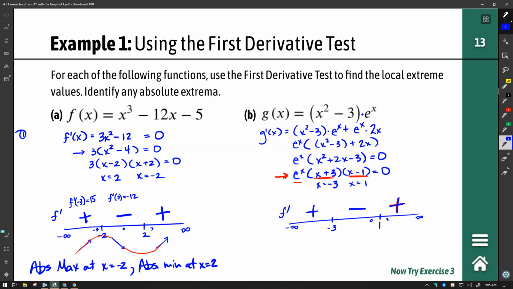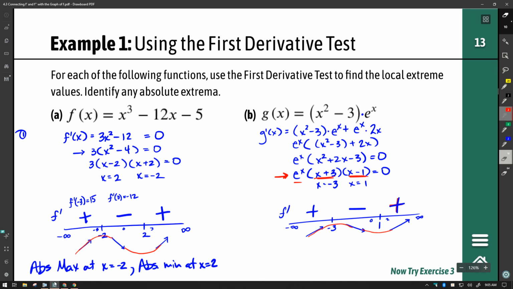In the first interval, the graph of g increases. In the second interval, the graph of g decreases. In the third interval, the graph of g increases. So what do we have here? Well, let's connect those arrows. Looks like we've got a local max and a local min.